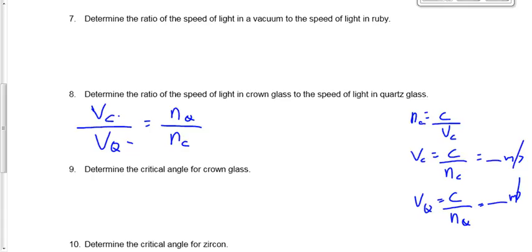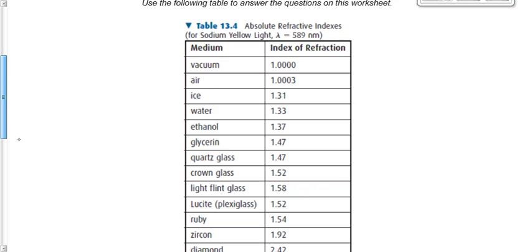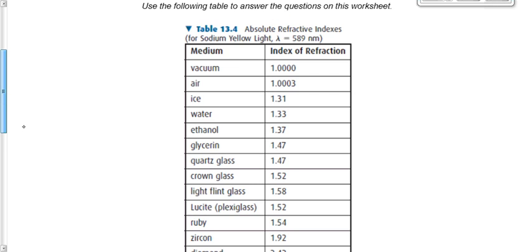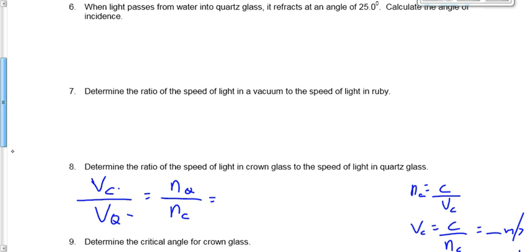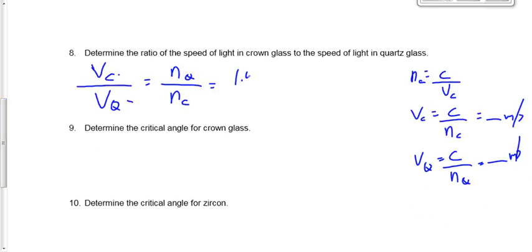Just because I don't know what V1 and V2 are doesn't mean I don't know the ratio of V1 to V2. The ratio of V1 to V2 is the exact same thing as the ratio of N2 to N1, or NQ to NC in this case. What is the index of refraction for quartz glass? Anybody have that? Quartz glass was 1.47. And crown glass, I think I saw, was 1.52.